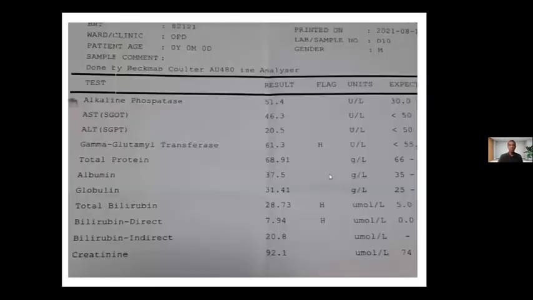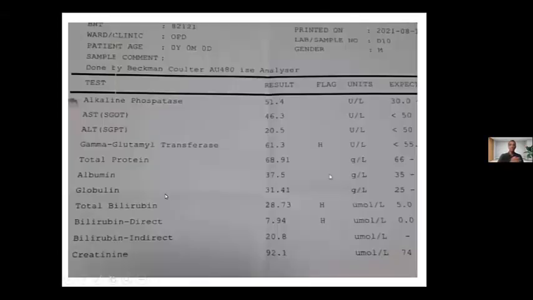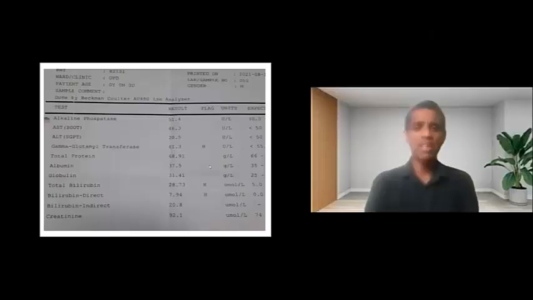So those are the things we need: the INR, bilirubin, creatinine. This patient is asymptomatic but referred for transplant assessment. So what do you think about the albumin level? Is it very low or is it marginal? It's marginal, isn't it? So the patient has fairly good synthetic function, but obviously I want the INR level as well. I don't think the patient is decompensated with this.